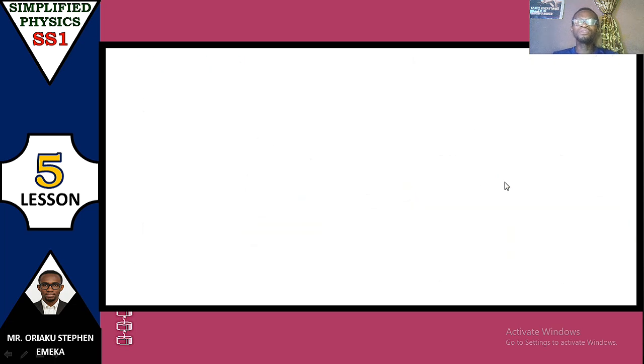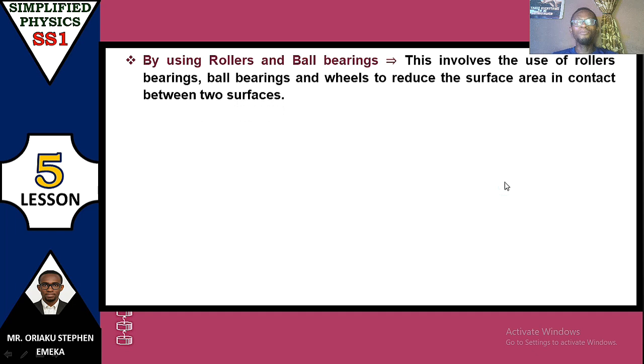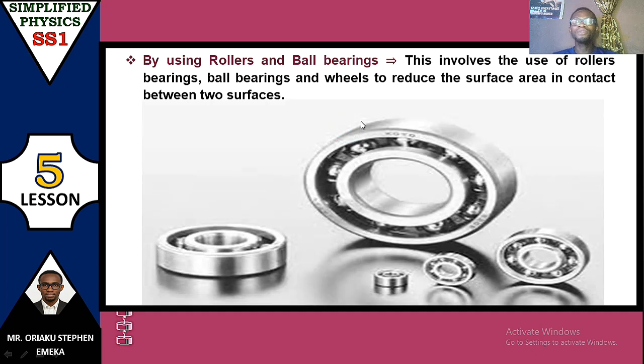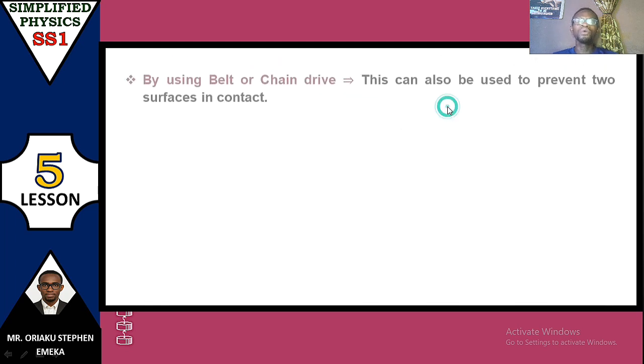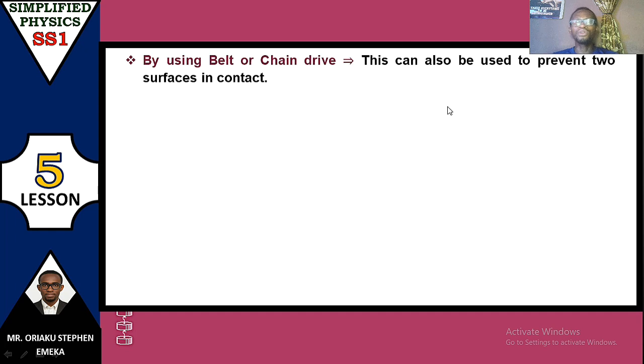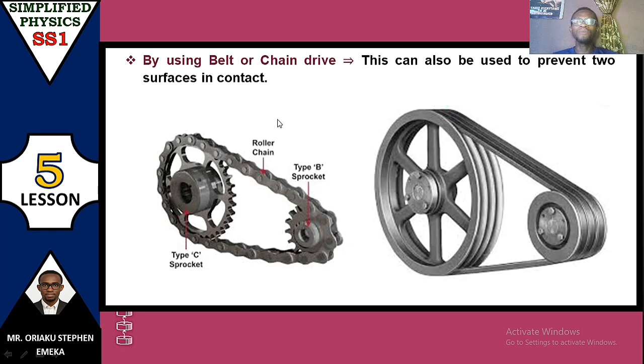Now the next one is the use of rollers or ball bearings. This is actually used for machine parts, especially around the shaft, to reduce the surface area in contact. So this is an example of a ball bearing. It helps to reduce friction. The next one is the use of belts and chain drive. This is a chain drive, like for the bicycle, and this is a belt drive. It helps to reduce friction.